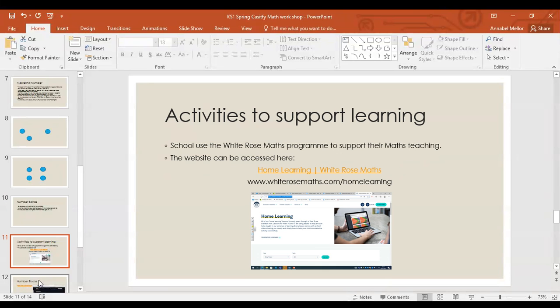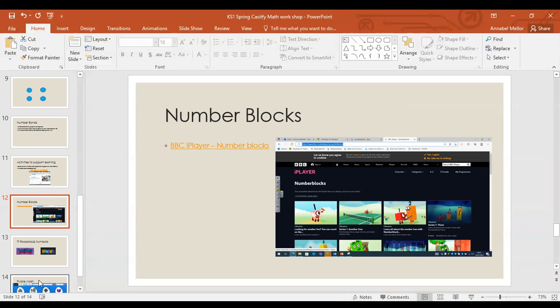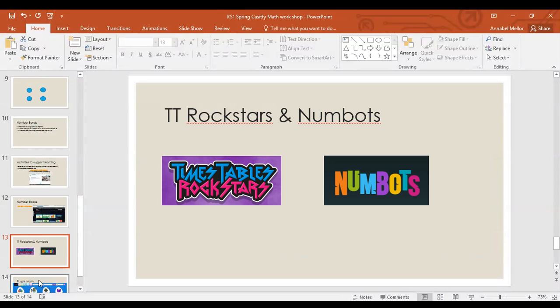Here is the home learning menu for White Rose Hub. This is the program that we use at Red Lane to support teaching with their maths, and the home learning aspects can be accessed via the link here. Numberblocks is a great home learning resource, and that's free on BBC iPlayer, and it's great for consolidating and helps with our Mastering Number project that we're currently participating in.